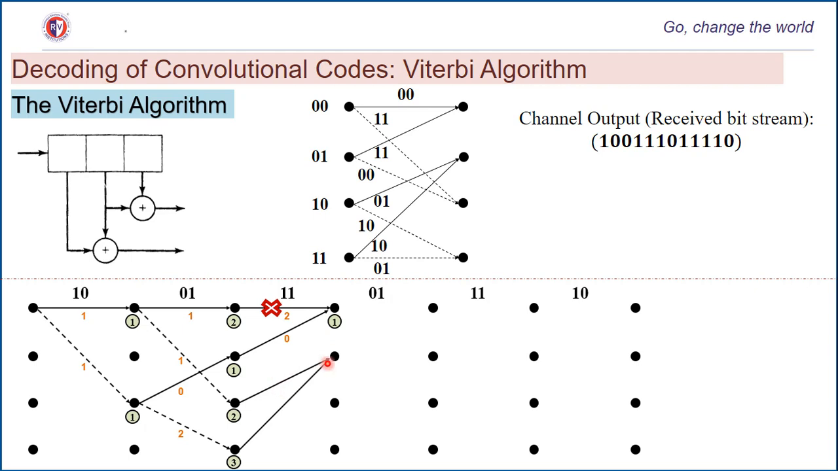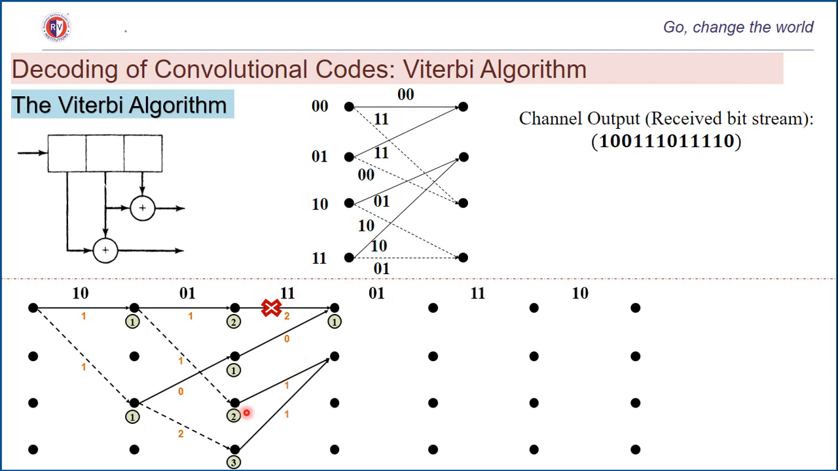Okay. Similarly, for this state, there are two incoming branches, from state C and state D. The output for each of them would be 01 and 10. Accordingly, you can compare with 11 and find out the path metric. For 01, when you compare with 11, the Hamming distance is 1. The output of this particular path is 10. Comparing with 11, you will have a Hamming distance of 1.